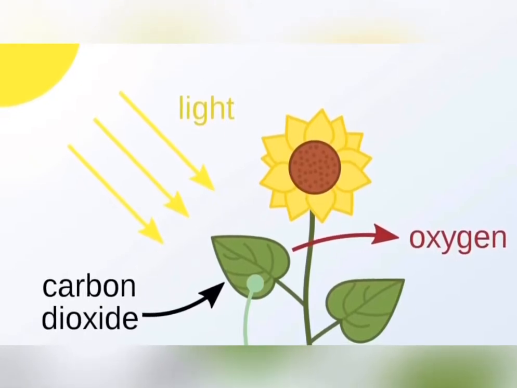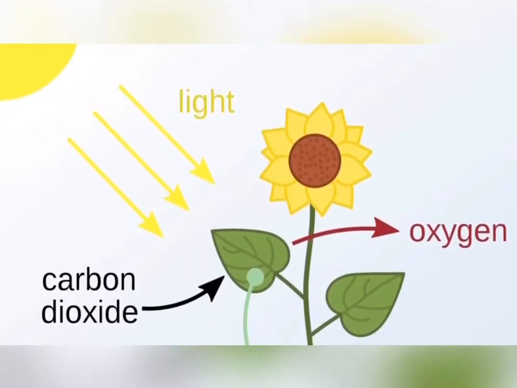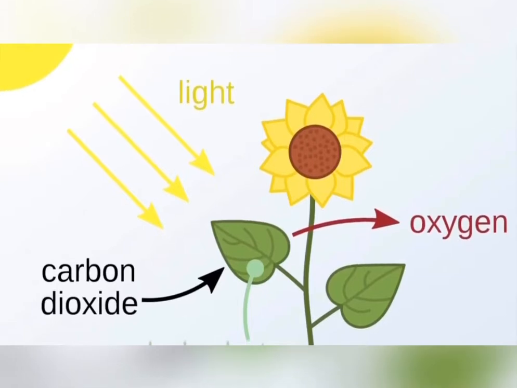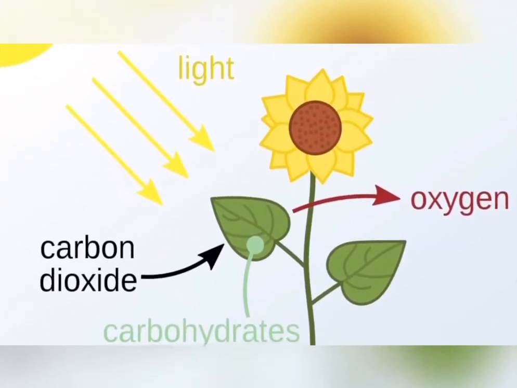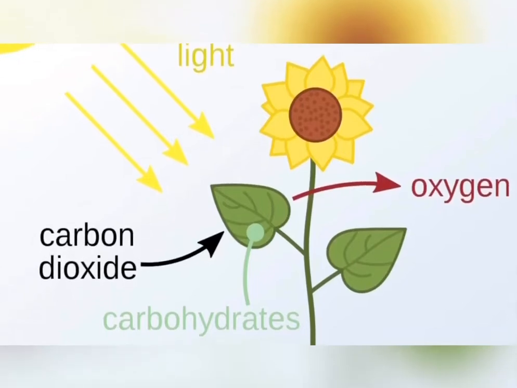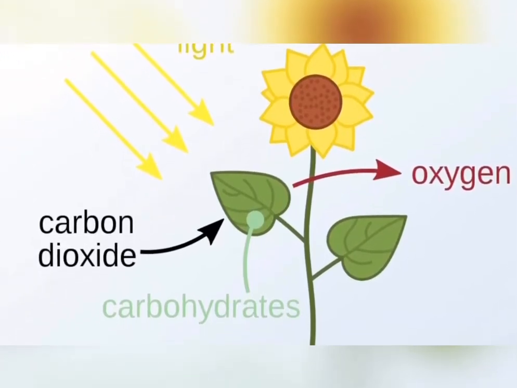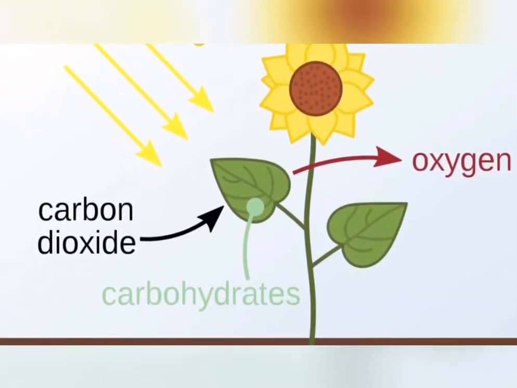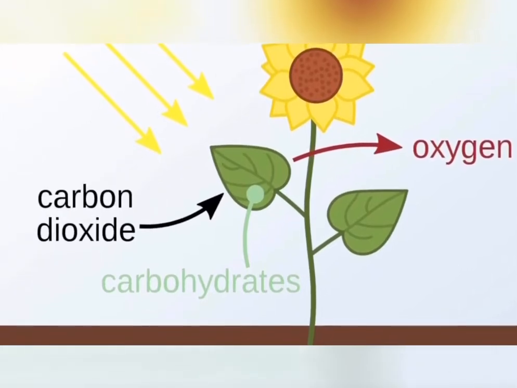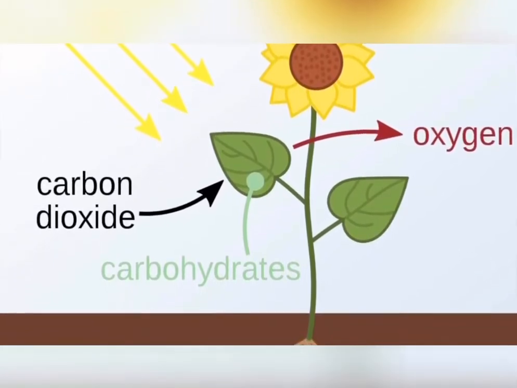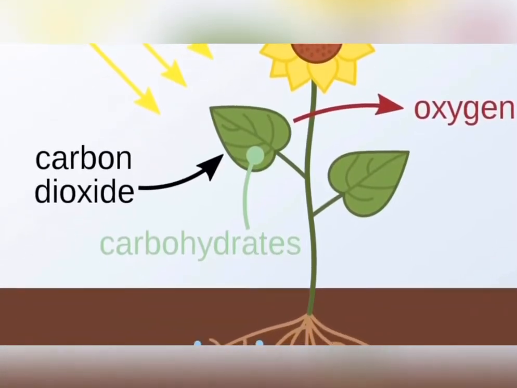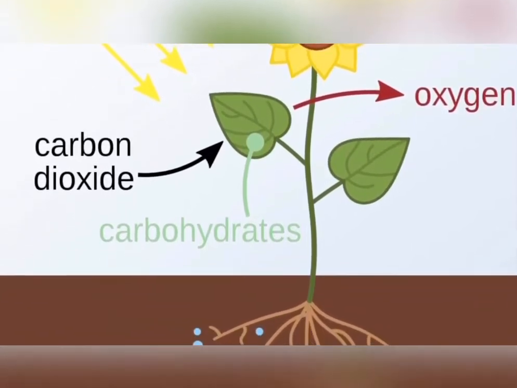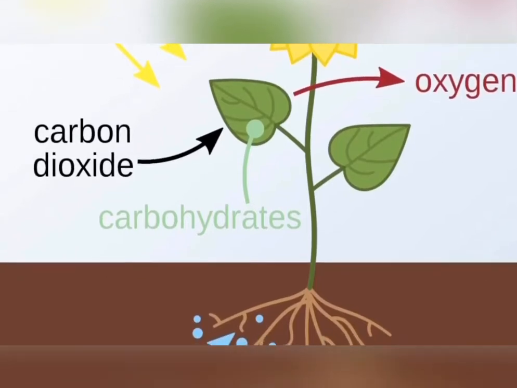The process of photosynthesis. Plants need food to repair, grow, and reproduce. Unlike animals, plants are able to make their own food by the process of photosynthesis. Photosynthesis takes place in the part of the plant cell containing chloroplasts. These are small structures that contain chlorophyll.